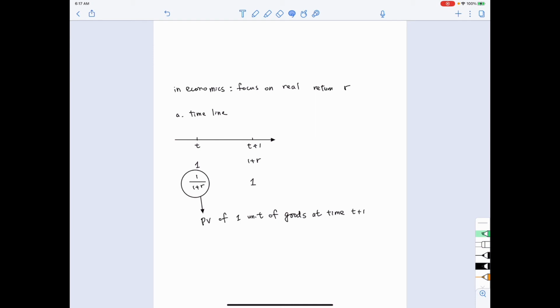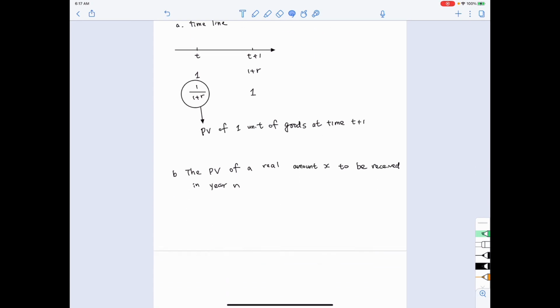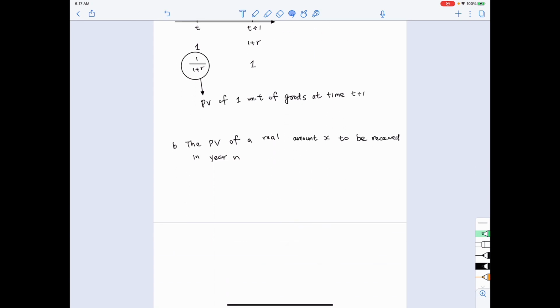Similar to the previous discussion, we also want to look at another scenario, which is the present value of a real amount x to be received in year n. So we draw another timeline again. Here we have day t, t plus 1, up to t plus n. Then we want to ask, if we receive x amount in year t plus 1, how much is that equivalent to back at date t?